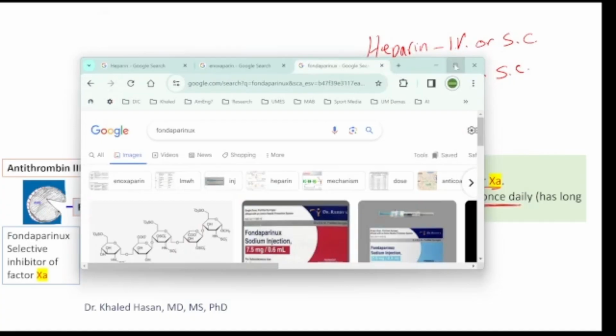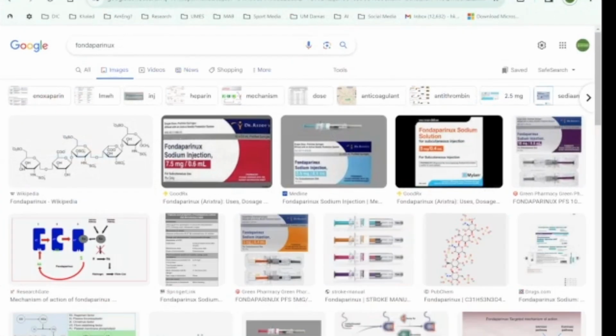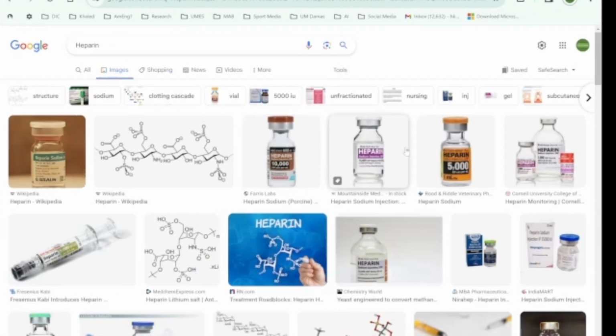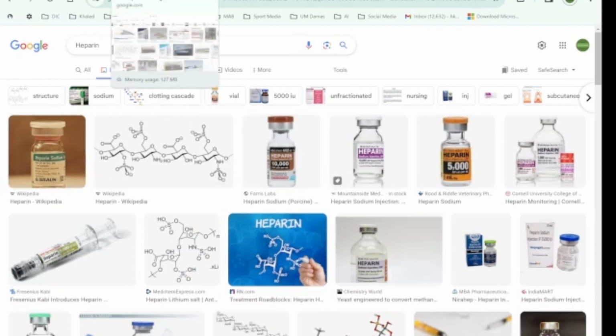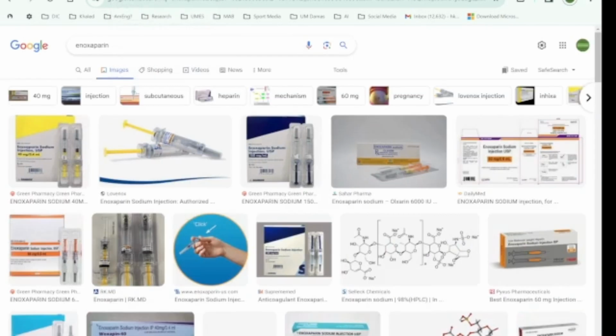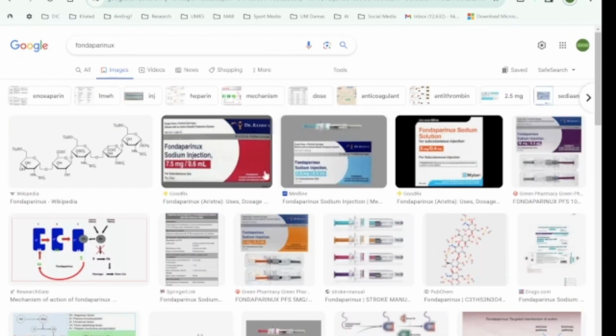I will share the screen with you with the Google Images. Okay, this is heparin. You can see the heparin injection, available as injection. Moving to enoxaparin, this medication is available as units, and this is the enoxaparin pre-filled syringes. Then the fondaparinux injection is available like 7.5 milligram, and you can see this medication is prescribed subcutaneous.